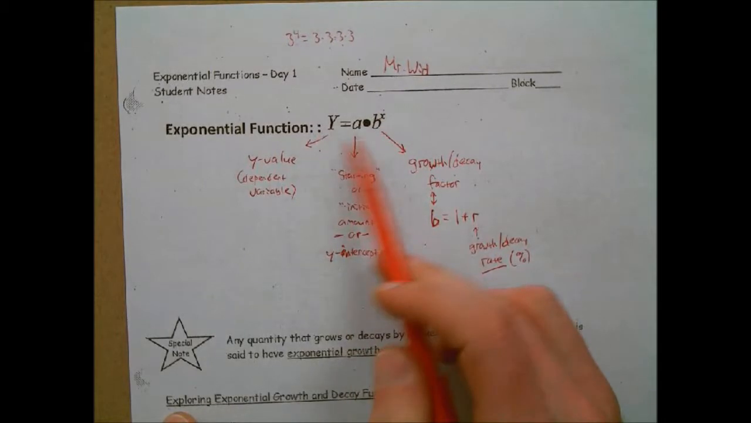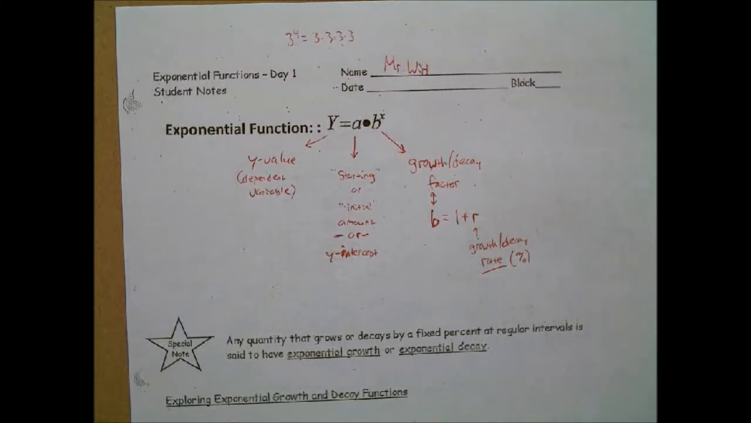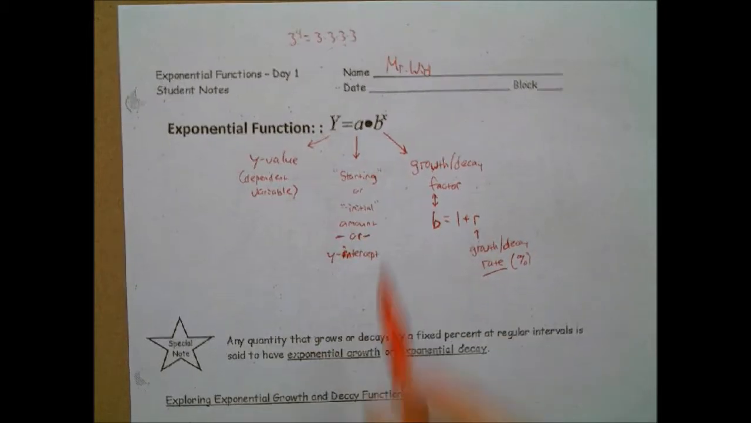Okay? So in some senses, it's easier than quadratic, right? There's not so many pieces. There's not like A, B, and C, right? There's fewer pieces going on here, right? But each one of these pieces are kind of packed with meaning.